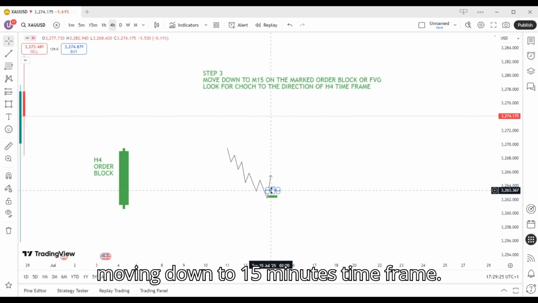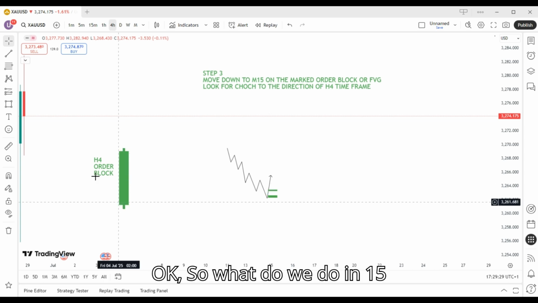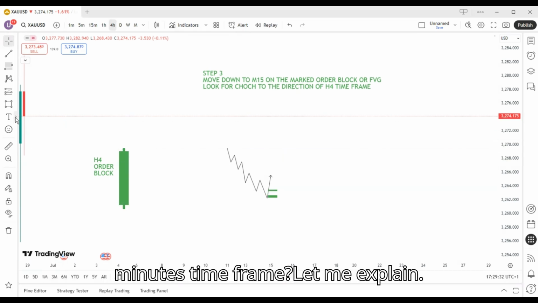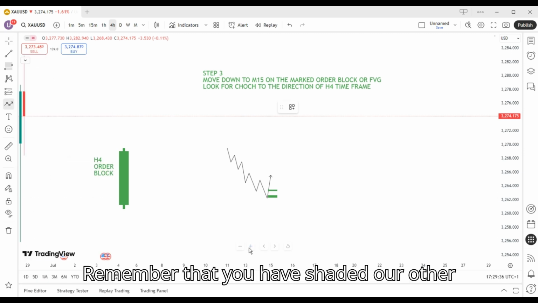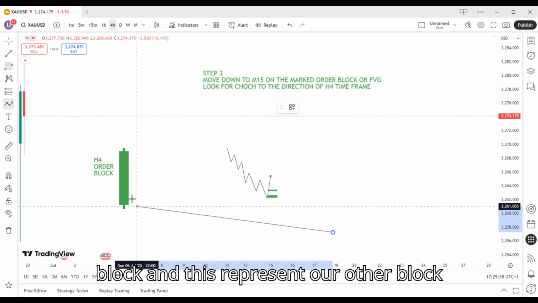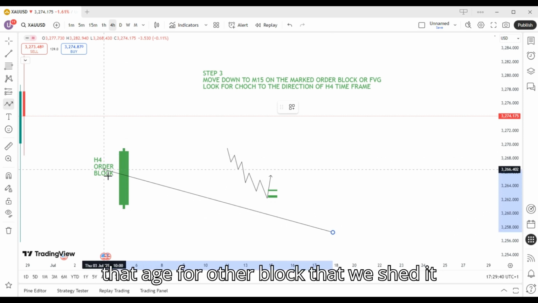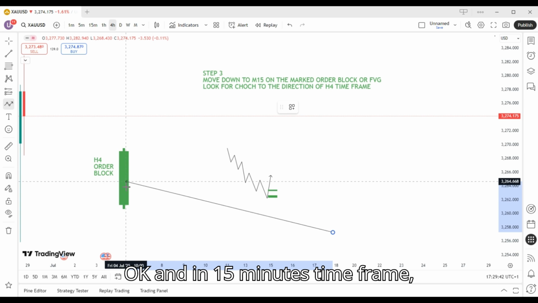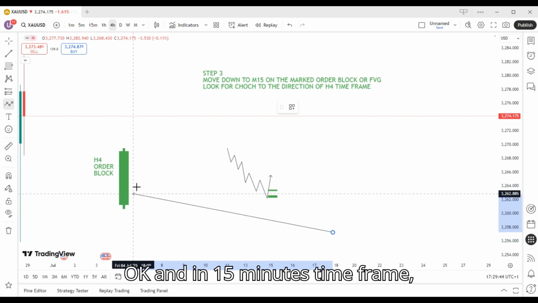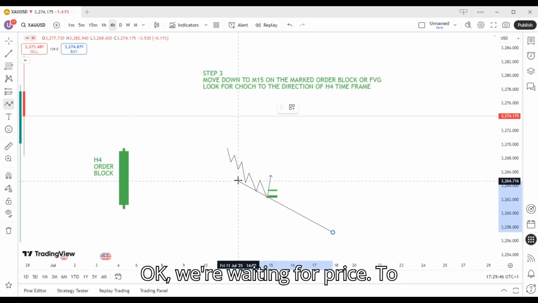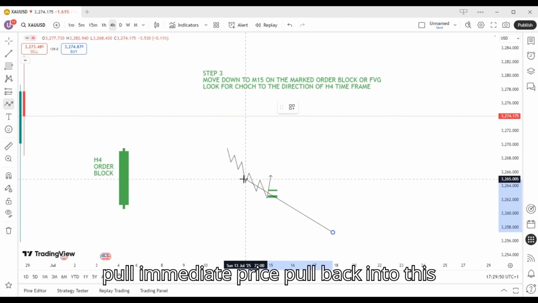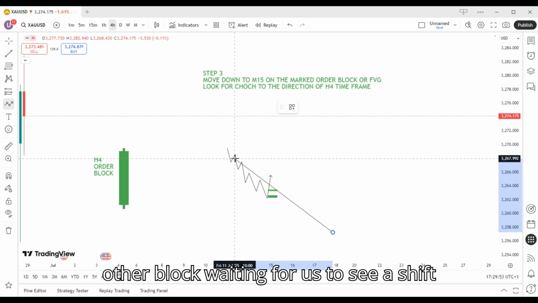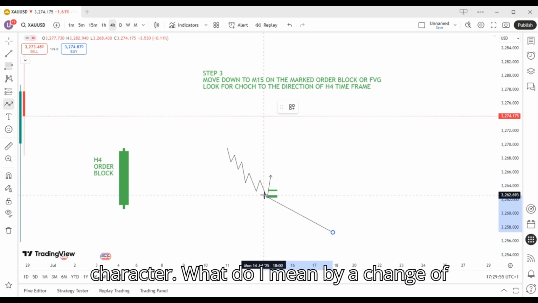Step number 3 is moving down to the 15 minutes time frame. So what do we do in the 15 minutes time frame? Let me explain. Remember that we have shaded our order block, and this represents that H4 order block that we shaded. And in the 15 minutes time frame, we're waiting for price to pull back into this order block. We're waiting to see a shift in market structure, like a change of character.